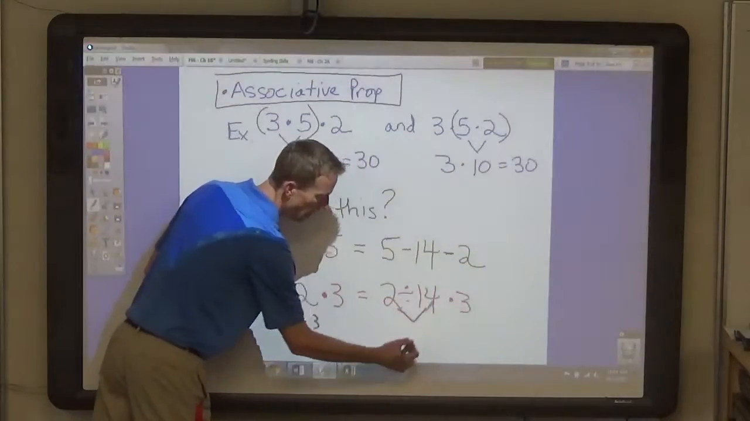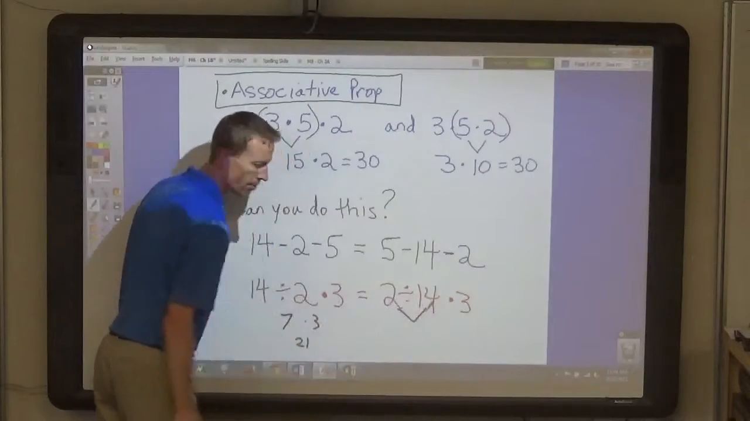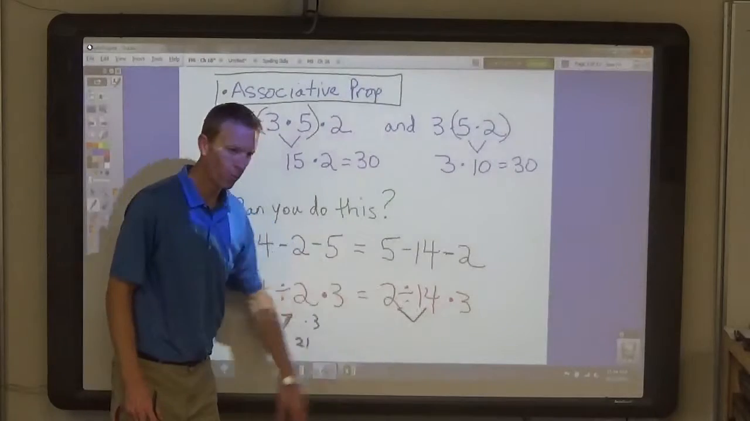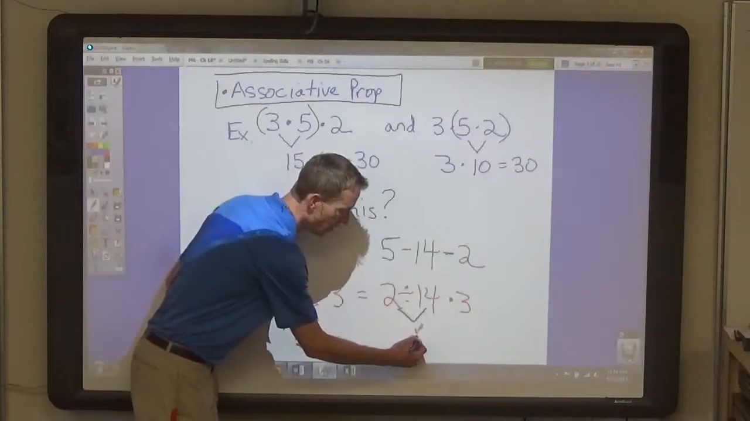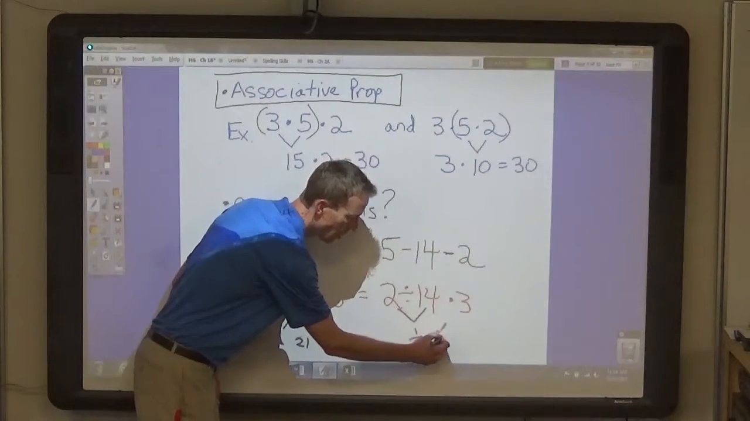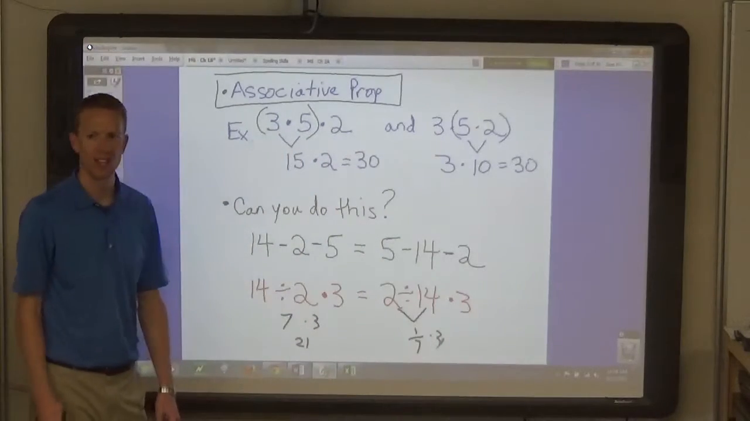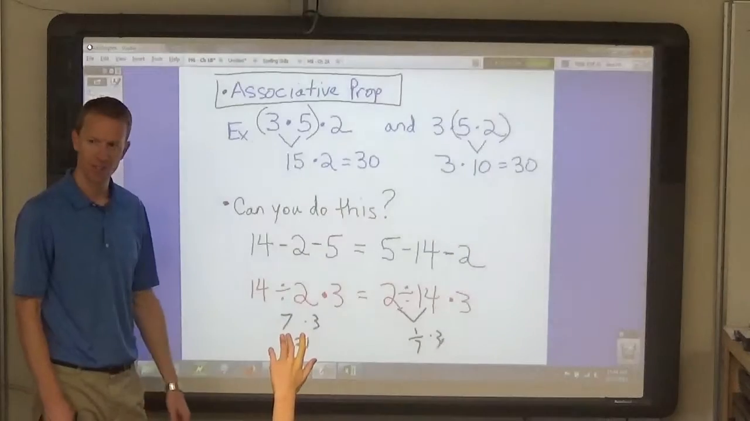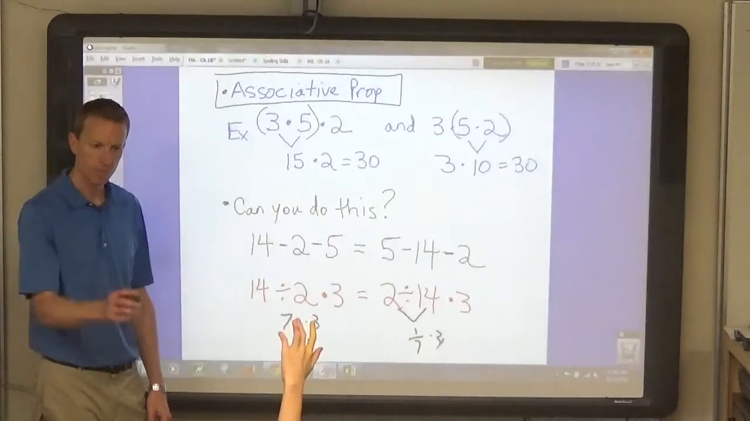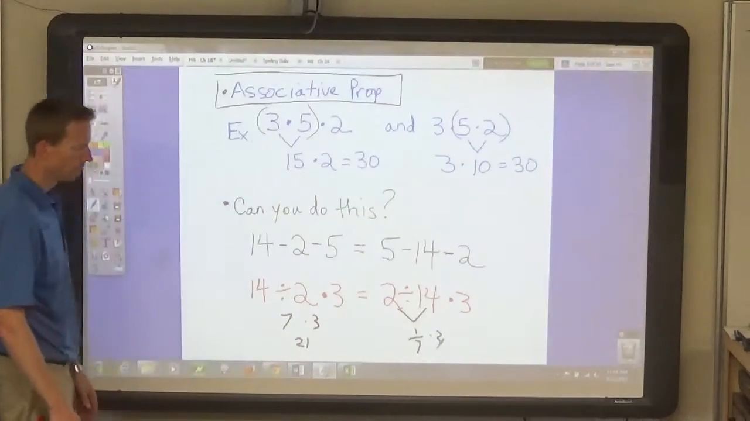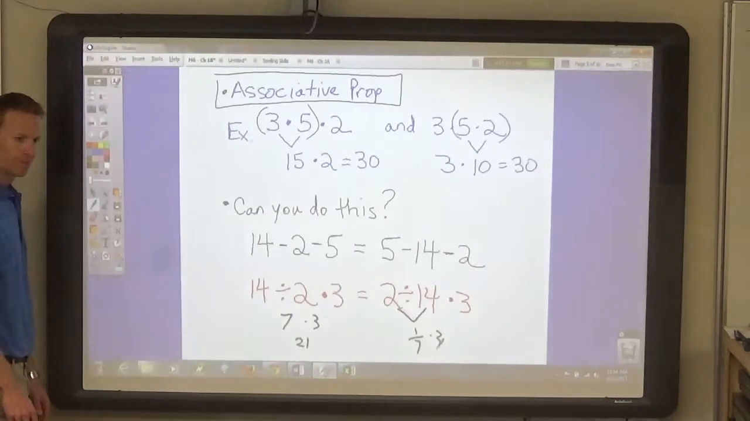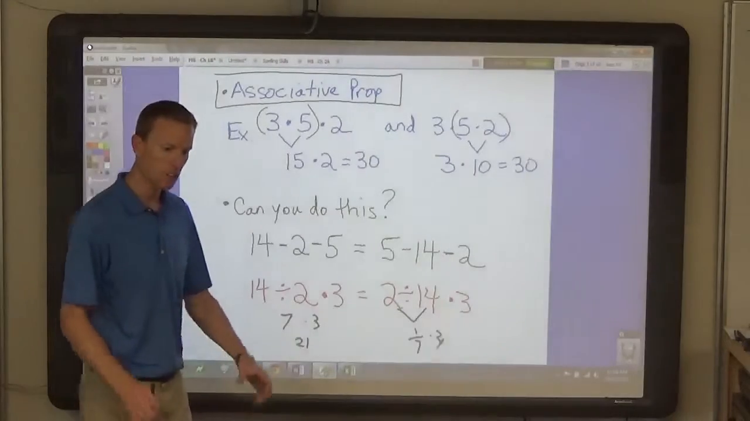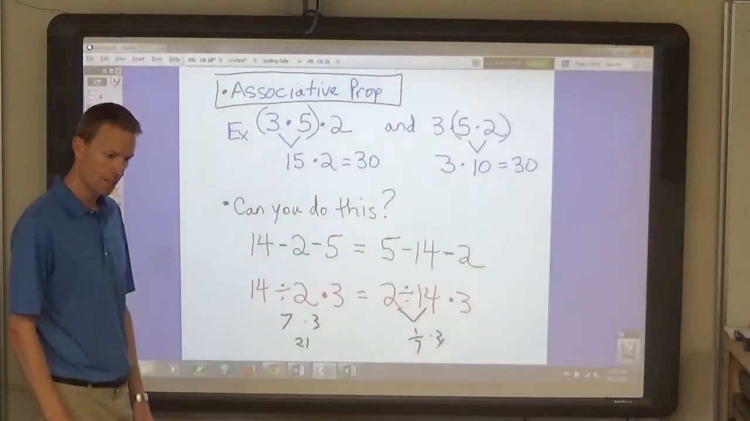2 divided by 14, so if we switch the order, we don't get the same answer, do we? 2 divided by 14 is 1/7 times 3. And that's 3/7. So that's different. Okay? Even if you did 14 times 2 divided by 2, that would equal 21. And that's switching the parentheses.